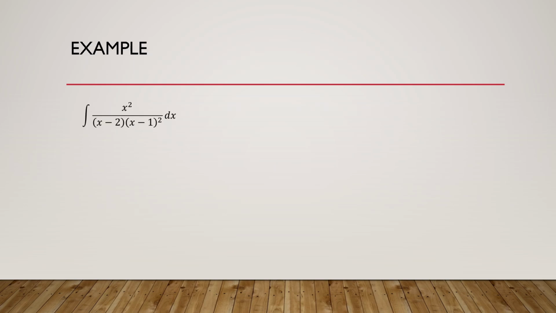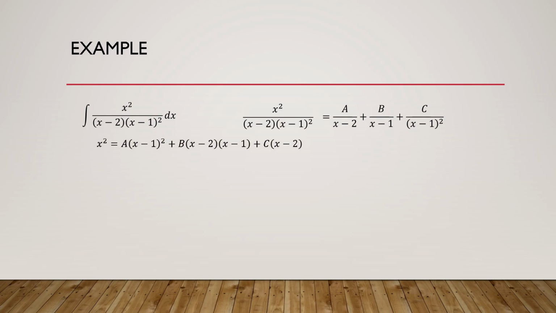As an example, let's take the integral of x squared over (x minus 2)(x minus 1) quantity squared. To deconstruct the integral, we set the integrand equal to A over x minus 2 plus B over x minus 1 plus C over (x minus 1) quantity squared. When we multiply through the common denominator, we get x squared equals A times (x minus 1) quantity squared plus B times (x minus 2)(x minus 1) plus C times (x minus 2).